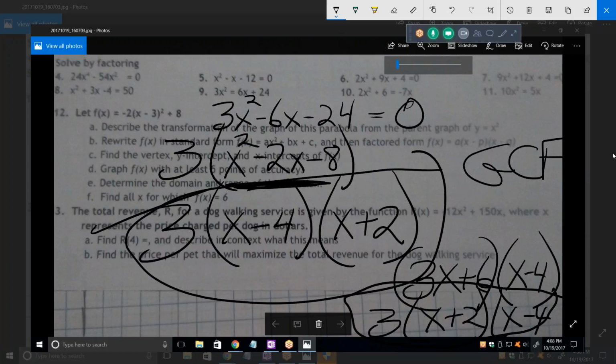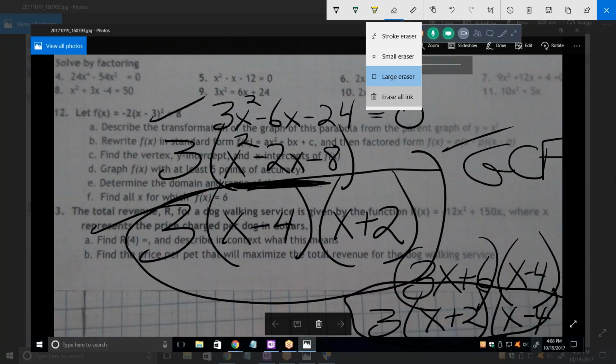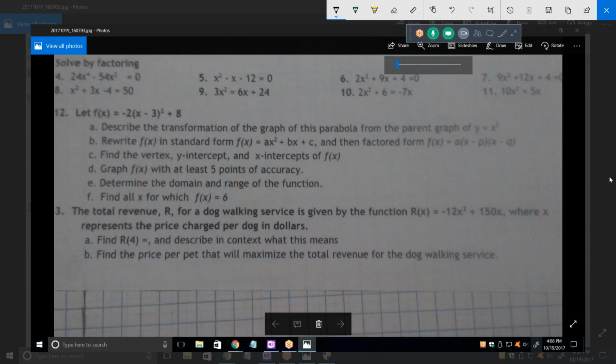But this is an excellent example of where if you take a greatest common factor out first, you're left with a much easier quadratic to factor. That's why you always check greatest common factor first, even though I violated it on myself here. First step on number 10.